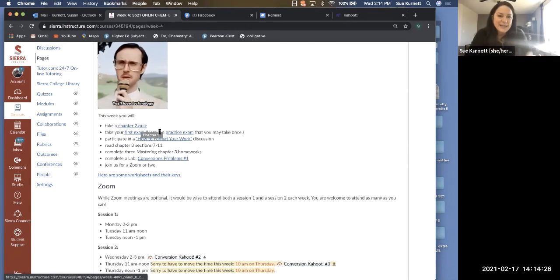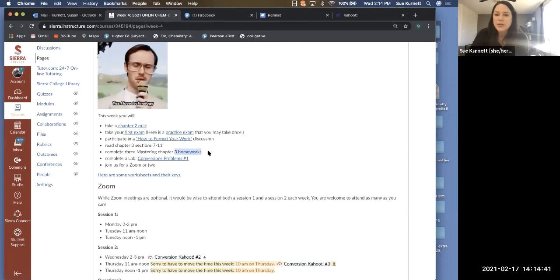And there's a first exam, but there's a practice exam that you need to take. You probably should take that first. How to format your work discussion, which is very similar to last week. And then a conversion problem set. It's just 4 problems. There are 3 Mastering Chemistry homeworks, and I think that they'll take about an hour altogether for an average student. So just make sure that you do things.